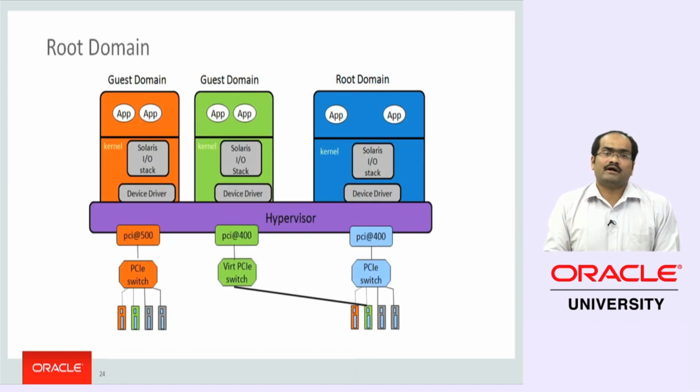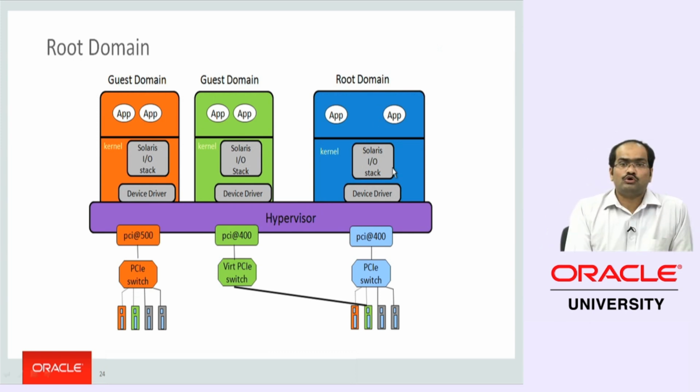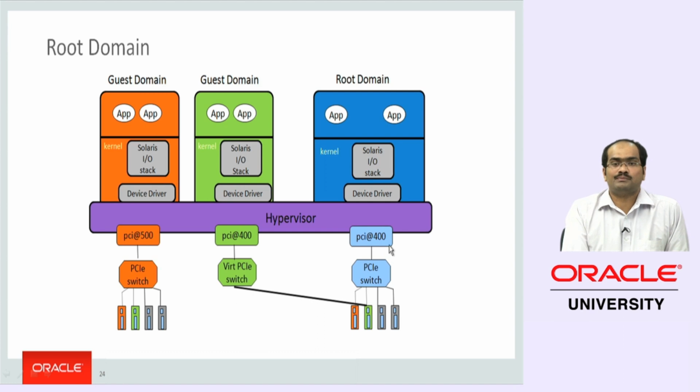If you look at the root domain configuration, a root domain is one which has its own PCI root complex. Here I have two PCI root complexes, PCI 400 and PCI 500. Typically these guest domains are called root domains when they have their own PCI root complexes. Coming to this guest domain, the endpoint device attached to the PCI 400 bus has been assigned to the guest domain.